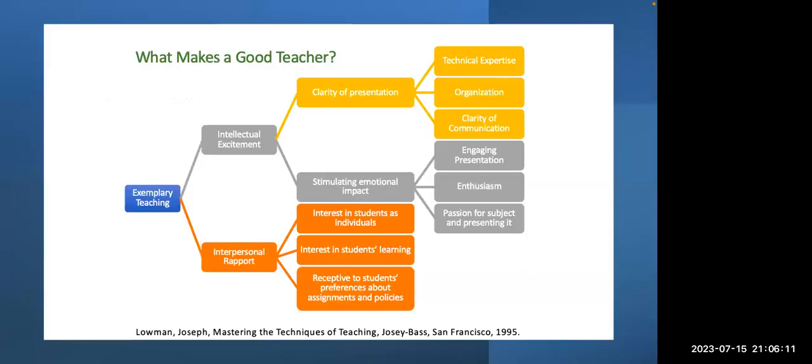In order to see this, we need to go back here. So what is intellectual excitement? The big thing is the clarity of presentation. In clarity, he's talking about technical expertise, the content expertise. He's talking about the way you organize.